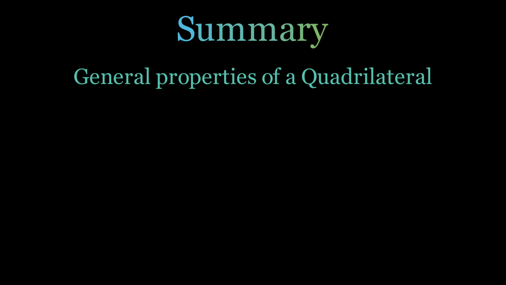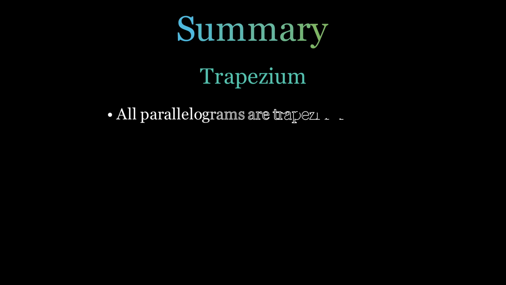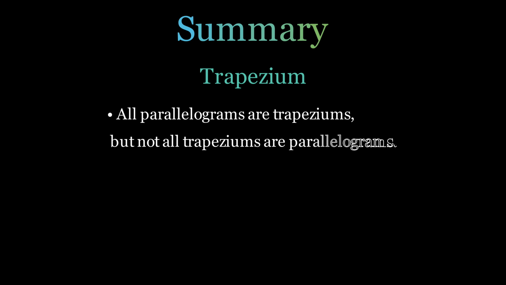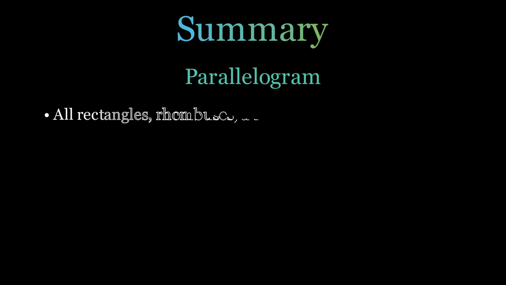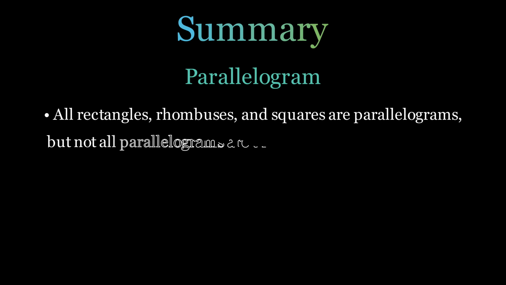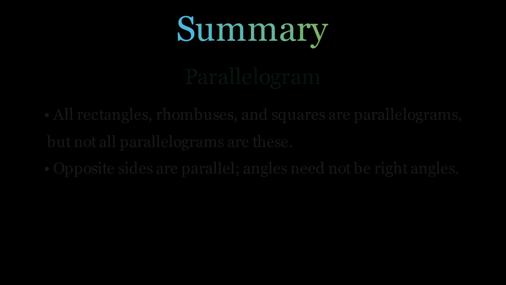So in summary, a quadrilateral is a polygon with 4 sides, 4 vertices and 4 angles, and the sum of its interior angles is equal to 360 degrees. Then trapezium, all parallelograms are trapeziums, but not all trapeziums are parallelograms. Every isosceles trapezium is a trapezium, but not every trapezium is isosceles. Parallelogram. All rectangles, rhombuses and squares are parallelograms, but not all parallelograms are these. Opposite sides are parallel, angles need not be right angles.